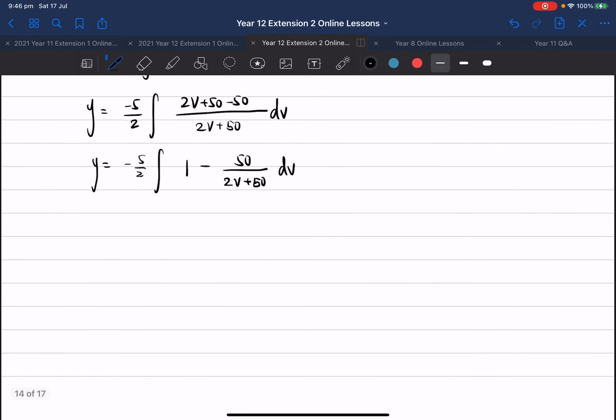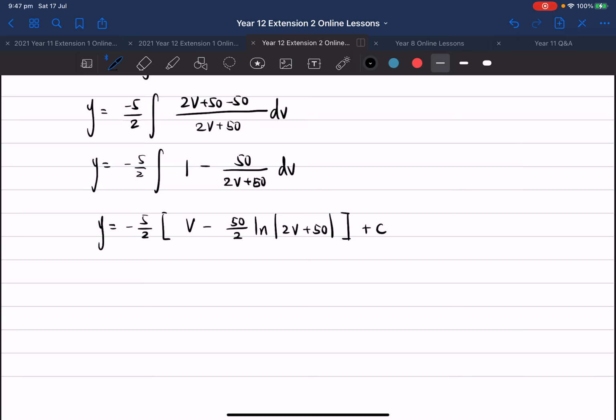Now I just need to integrate. So y is equal to minus 5 over 2. So to integrate, that's v minus, this one is 50 over 2 ln 2v plus 50. Alright, plus c. Okay, I hope this is right this time. Really hope there's no issues.